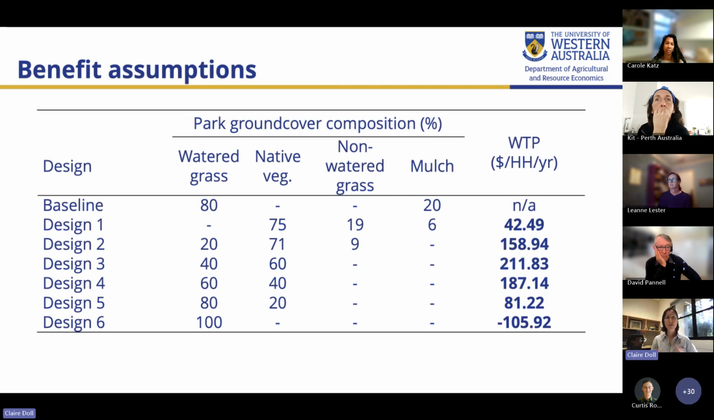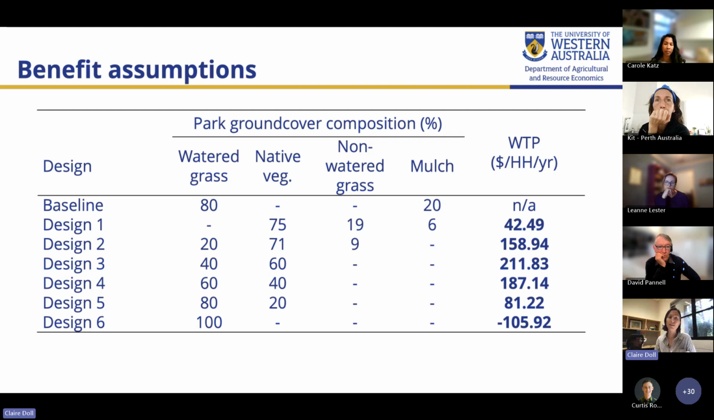So we can, again, build on our results from the choice experiment benefit side study and estimate some willingness to pay values for all of these 6 different park designs, not just that optimal park design that I presented in the results earlier. So you can see on the farthest right-hand column there that for designs 1 to 5, there's a positive willingness to pay to change from the baseline park design of 80% watered grass and 20% mulch to the other possible designs that we're considering in the analysis.